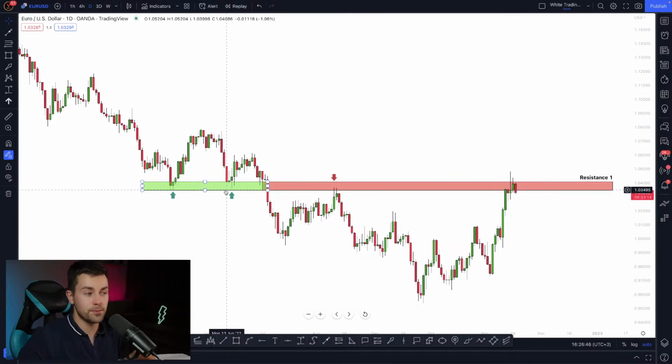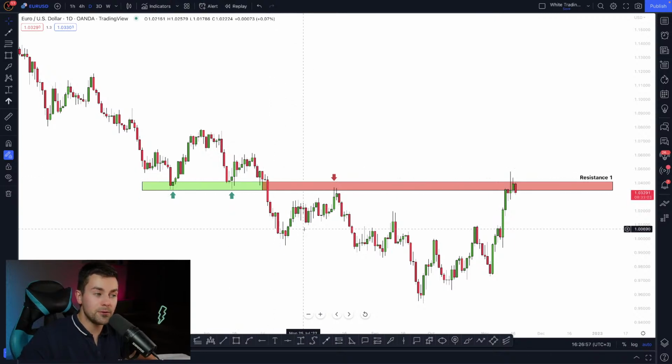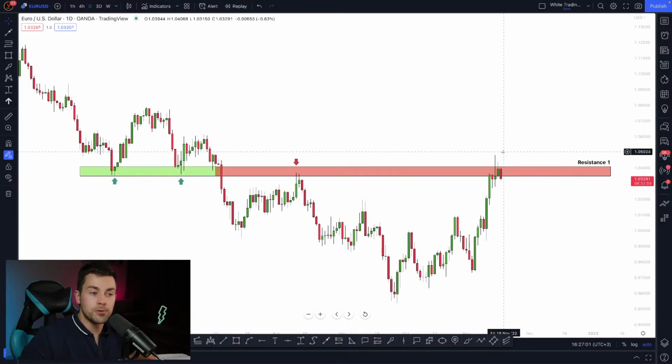You can see that in the past, it was a very strong support. And 2 times in a row, the market bounced from that. But then the structure was broken. The market violated that to the downside, and then it turned into resistance. And now we are approaching that structure again.